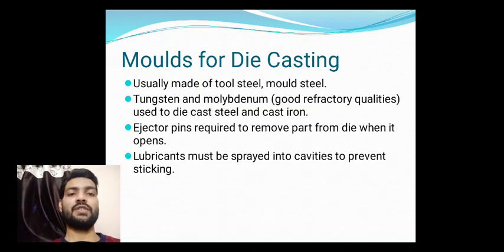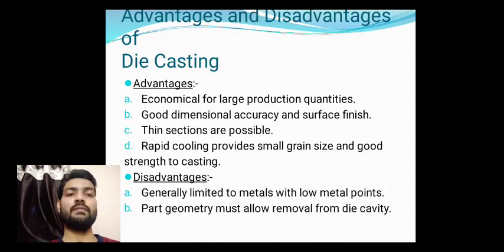Mold for die casting is usually made of tool steel or mold steel. Tungsten and molybdenum, with good refractory qualities, are used to die cast steel and cast iron. An ejector pin is required to remove the part from the die when it opens. Lubricant must be sprayed into the cavities to prevent sticking.